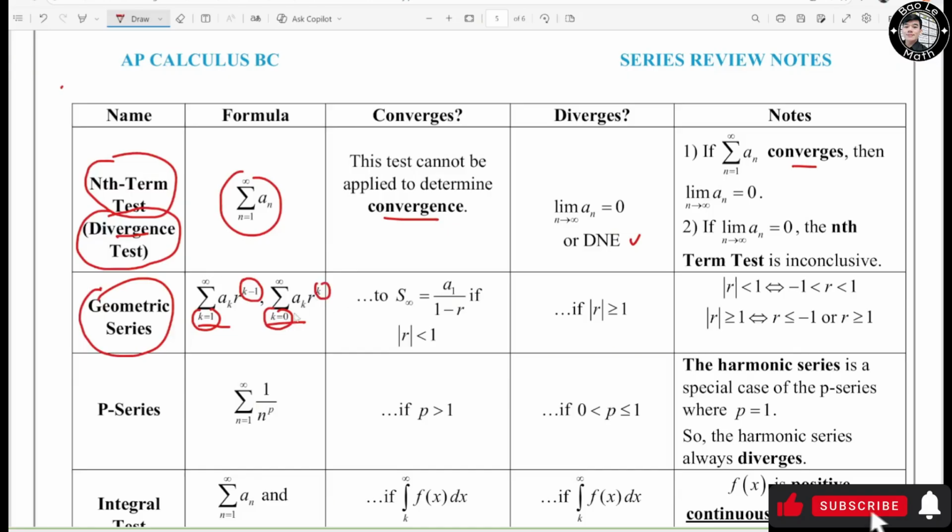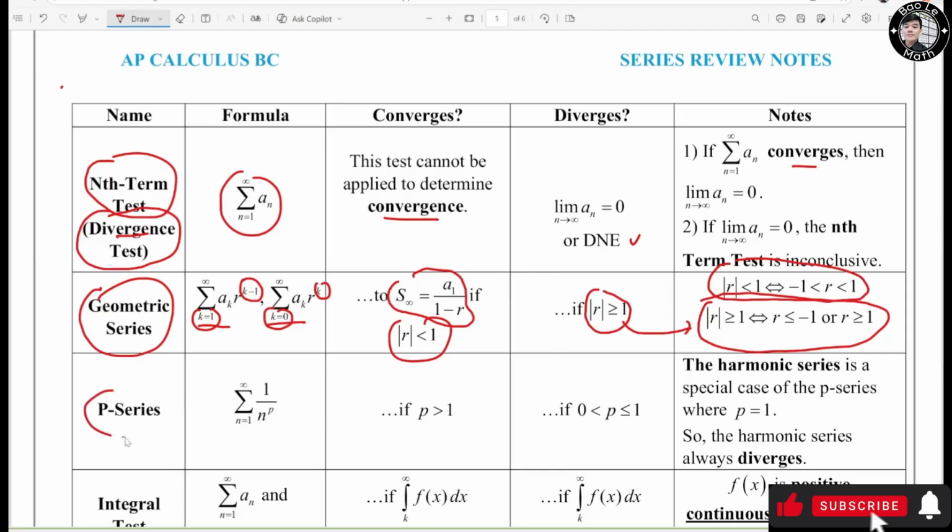Alright, the series converges to s sub infinity equals the first term over 1 minus r if the absolute value of r is less than 1. This is the same thing as this, so keep that in mind. Now, the series diverges if the absolute value of r is greater than or equal to 1. So this is the same thing as this, right? Which you learned from Algebra 2.